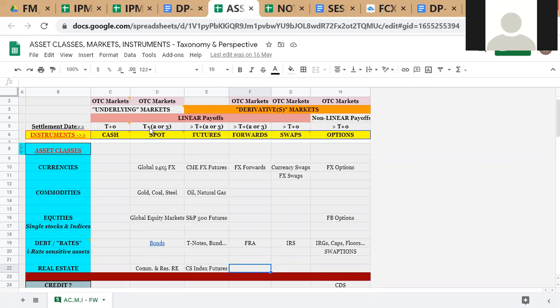Now, spot may be T+2 or spot may be T+3 depending on the jurisdiction. Okay, T+2 means if you do a transaction, T is the transaction date and T+2 is the settlement date.